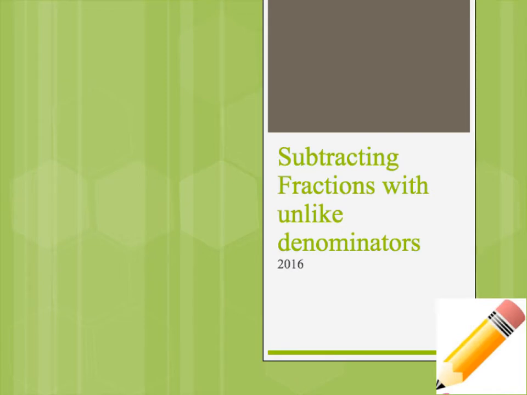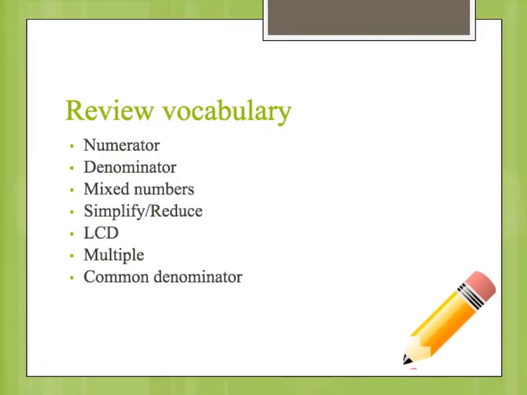Remember that when you see that pencil icon down here at the bottom, that means that you need to be taking notes, alright? Alright, so let's review our vocabulary. Numerator and denominator. I hope by now you remember these words. Numerator is the top number in our fraction. Denominator is the bottom number in our fraction. Mixed numbers is a whole number and a fraction. Simplifying and reducing is the thing that we know we always have to do to get the correct answer. It's making our number the smallest version of the number that we can.